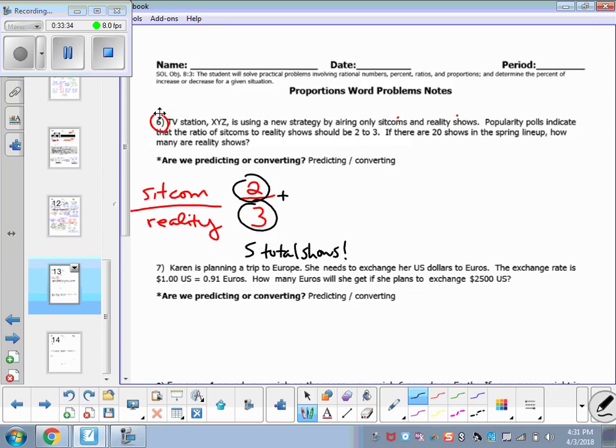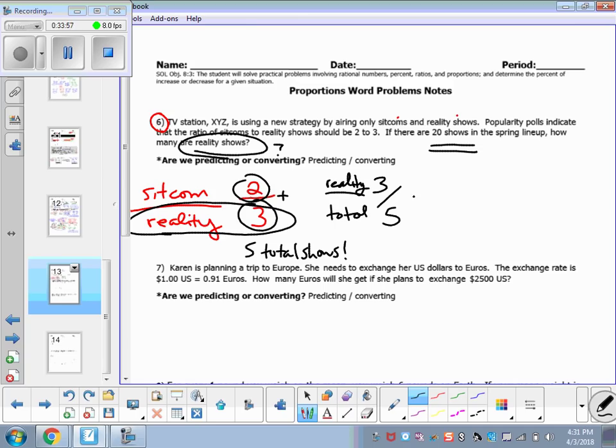What we're going to do now is predict: if there are 20 shows total in the lineup, how many are going to be reality? We know here that 3 out of 5 were reality out of the total. So we can use that to predict how many reality shows there would be if there's 20 shows in the lineup. I see a nice scale factor, times 4 and times 4. So here we're going to get 12 reality shows.